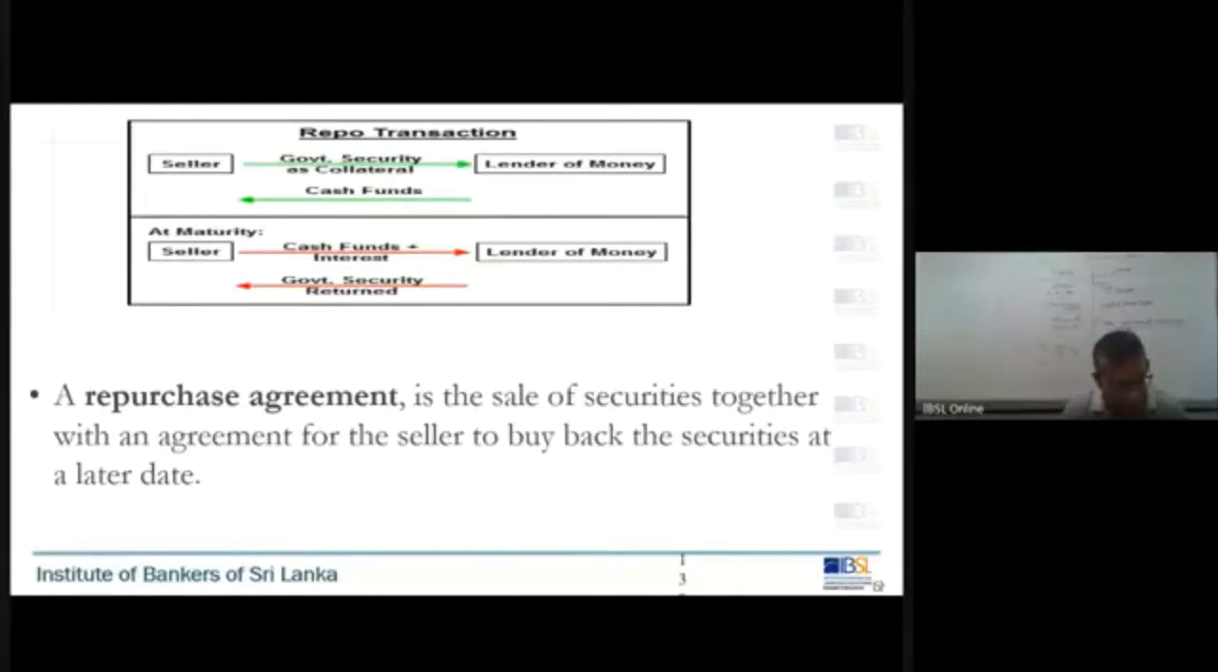It is a contract in which the seller of the securities sells treasury bills or treasury bonds as collateral, and agrees to buy them back at a specified time and price. At maturity, they give back the cash with the interest to the lender, and they take back the collateral again. That is what you call a repurchase agreement.